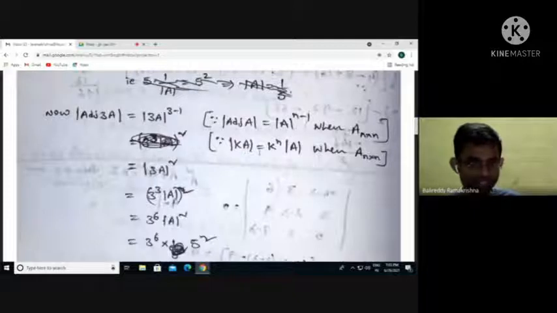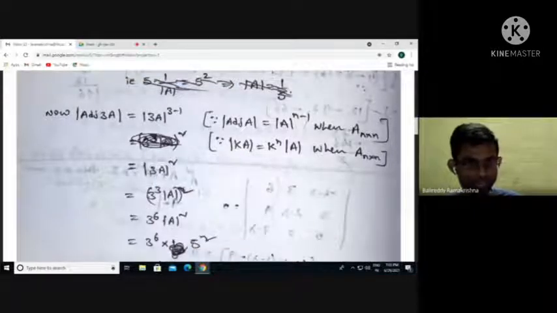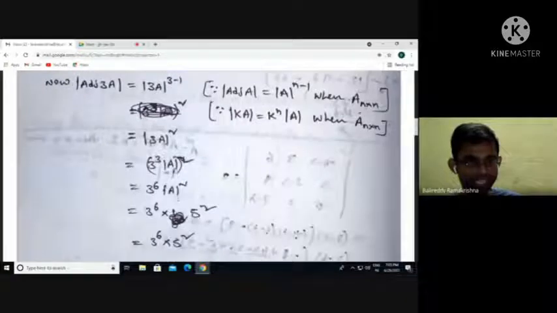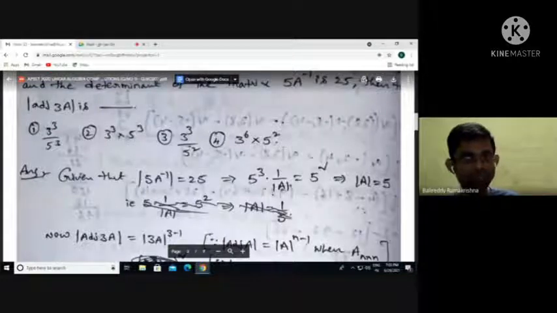And by using this second result, it can be written as 3 cube into det A, whole square. 3 cube whole power 2 means 3 power 6 into det A square. And we know that det A is equal to 5. So it is equal to 3 power 6 into 5 square. Therefore, our option number 4 is correct. That means determinant of adjoint of 3A is equal to 3 power 6 into 5 square.